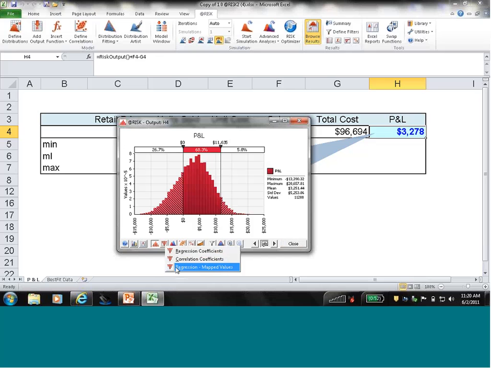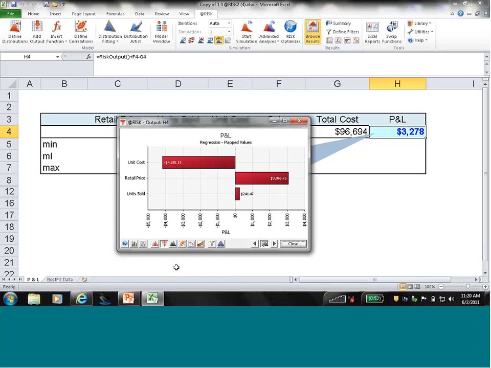We can go here and look at our tornado diagram and see that the unit cost is what's most affecting our profit and loss. So maybe we're going to want to talk to that vendor, and I'm going to show you something in a minute that we can do to look at securing a better unit cost and how that affects our profit or loss.